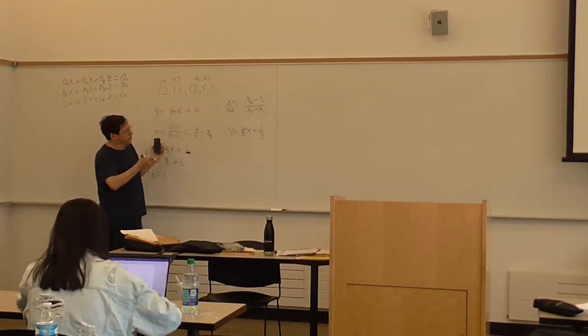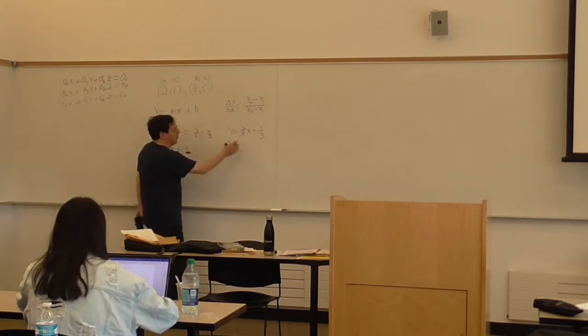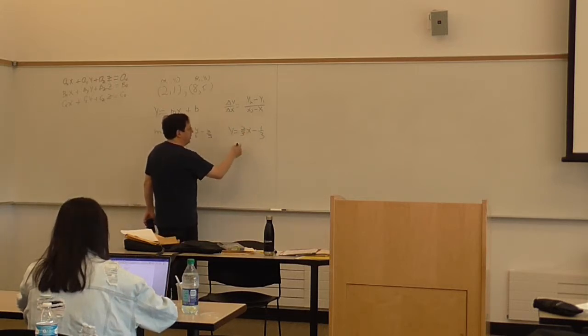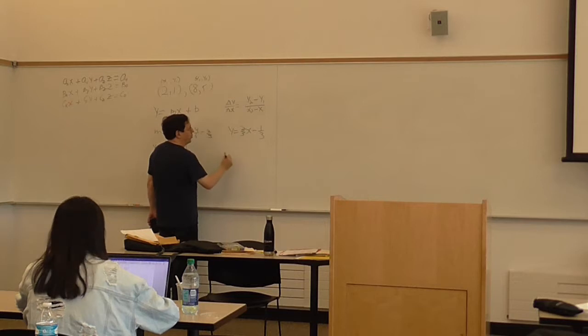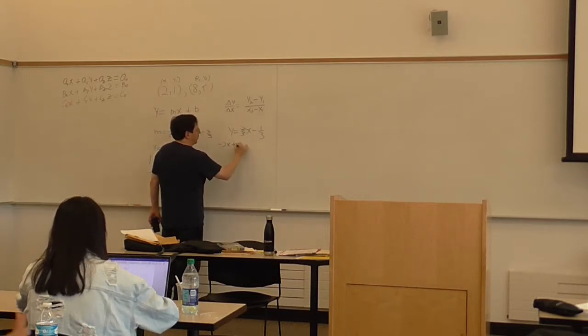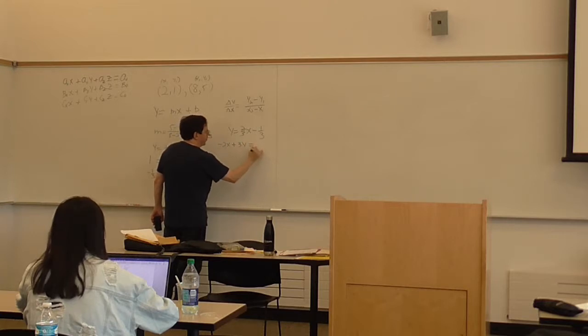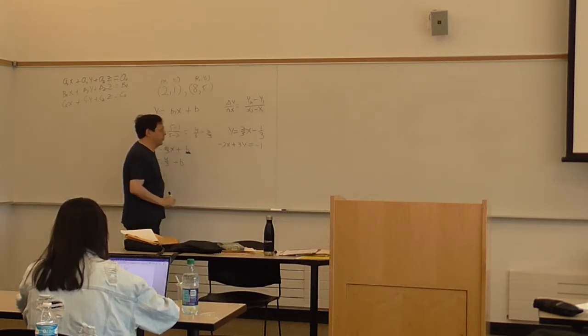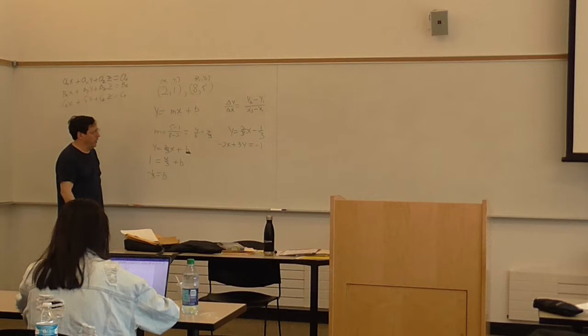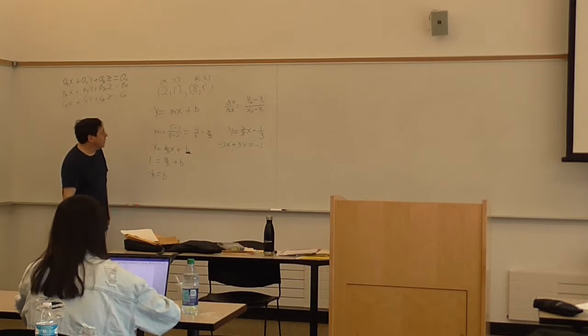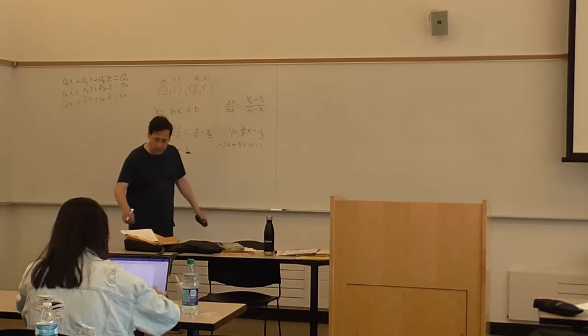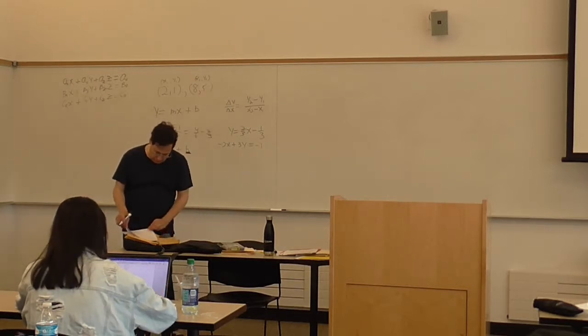If you need to put it into another form, you could multiply both sides by 3 and then subtract 2x, and you get minus 2x plus 3y equals minus 1, right? If you want it in ax plus by equals c form. Okay, that's how you find the equation of a line given 2 points.